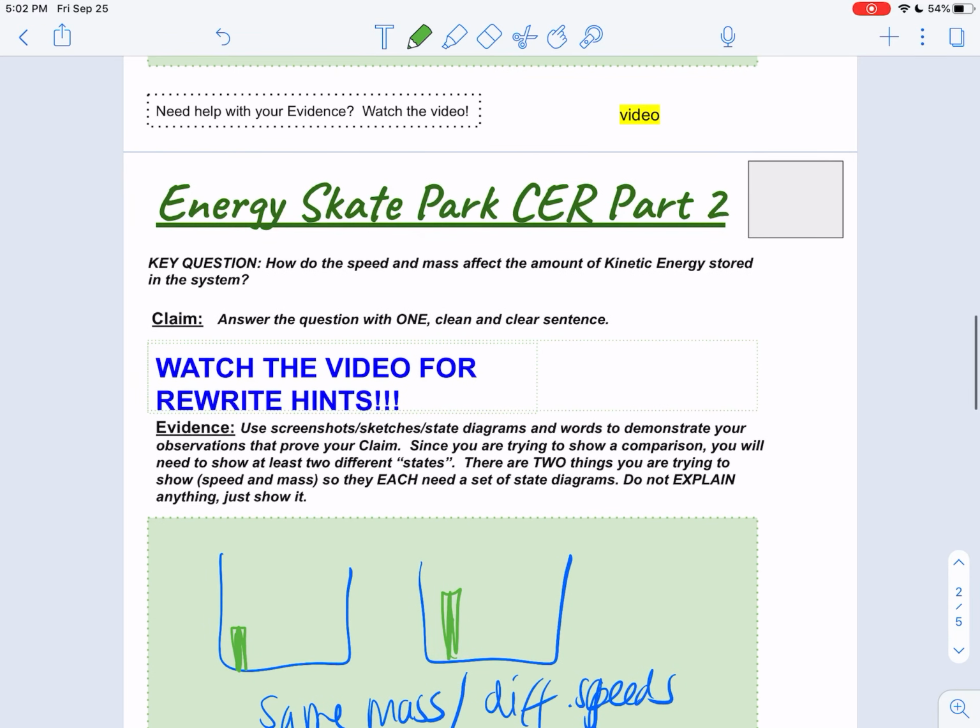Oh, the other thing in the claim: you can't say it affects it. How does it affect it? You can't say it's different. It affects it, that means nothing to me. When the mass is bigger, the kinetic energy is bigger. When the speed is faster, the kinetic energy is bigger. So you can't just say the word affect. Don't even use the word affect.